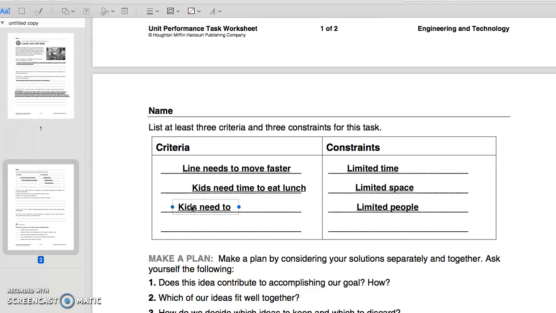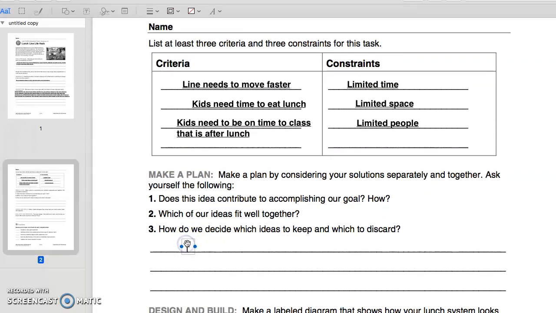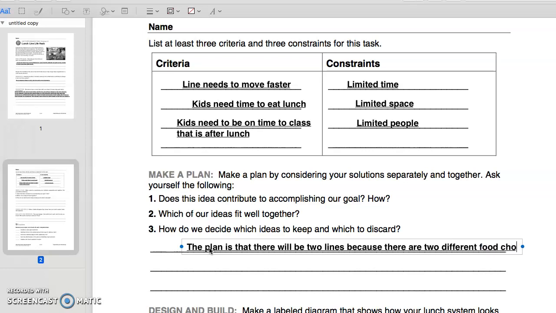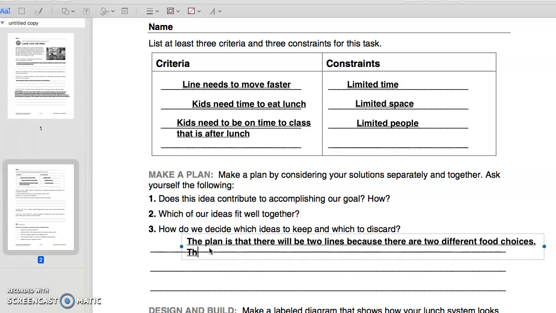Line needs to move faster, kids need to eat lunch, kids need to be on time to class that is after lunch. There, we got 3 of each. Make a plan. The plan is that there will be 2 lines because there are 2 different food choices. The kids can line up with whatever food they want that day.